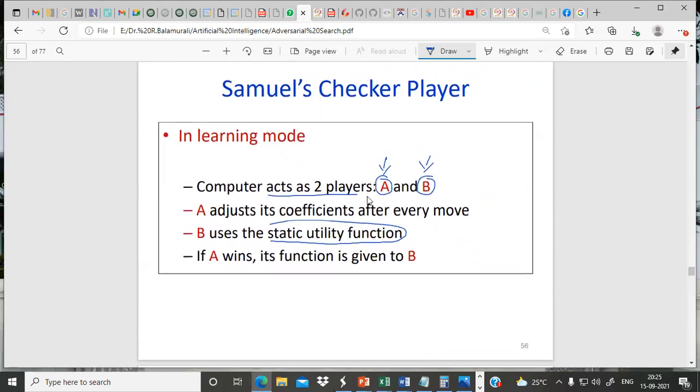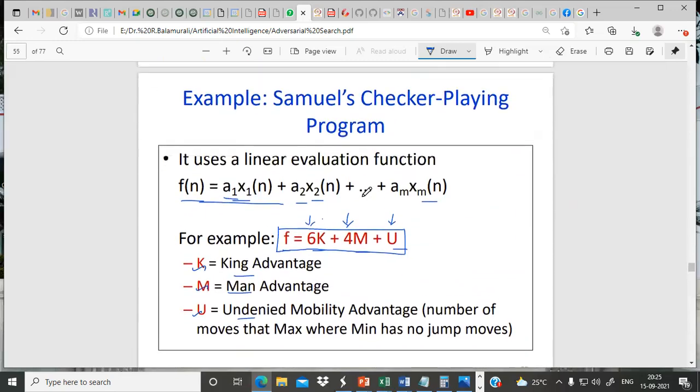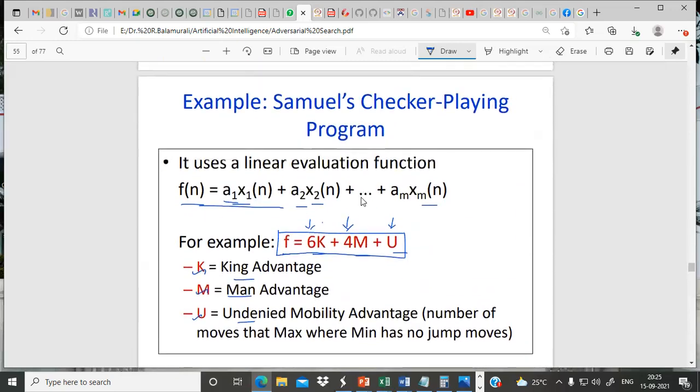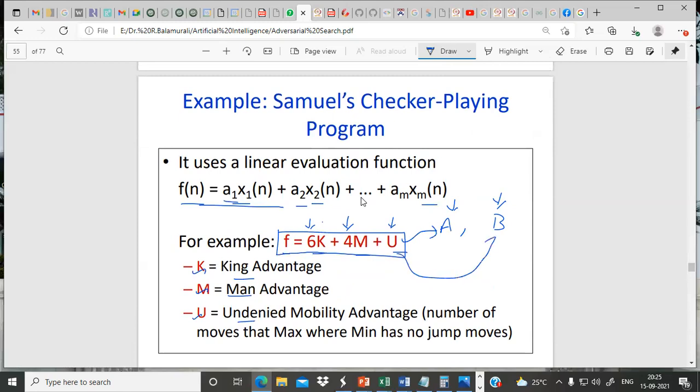So in the checkers game, we are letting the computer play for both the players, player A and player B. Initially, this is the weight. The evaluation function used by A is this, and B is also this. But we are making B static. Static means B will not learn and will not improve its performance over a period of time, but A will learn and improve.